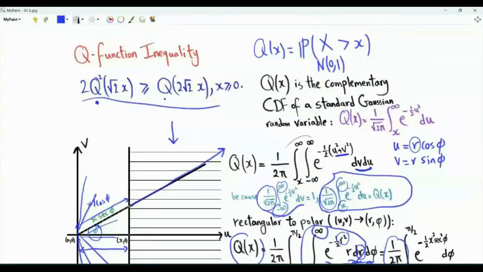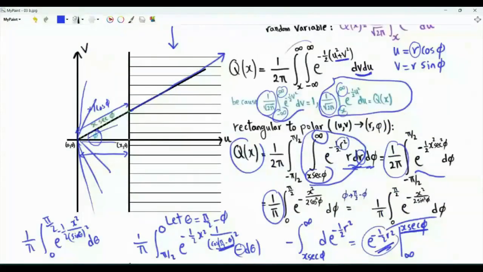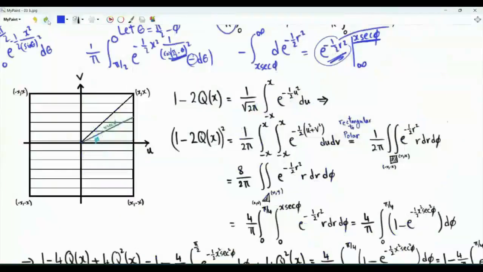On the left-hand side of the desired inequality, we have the square of the Q function. So let's try to do something similar to Q squared. The integral of the Gaussian PDF, like any PDF, is equal to 1. Let's split this integral into 3 integrals, from minus infinity to minus small x, where x is positive, and then from minus x to x, and then from x to infinity.